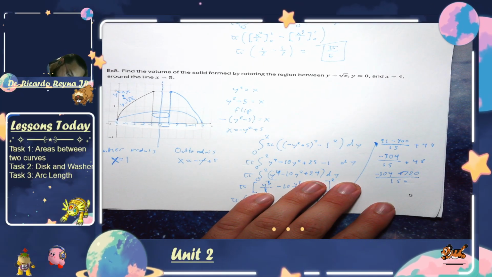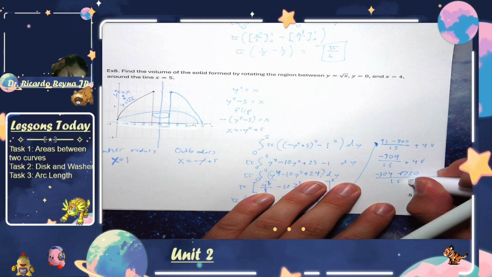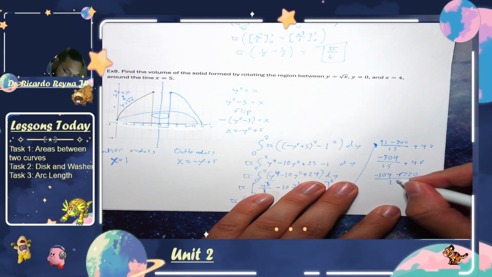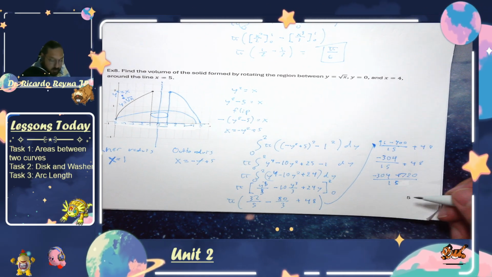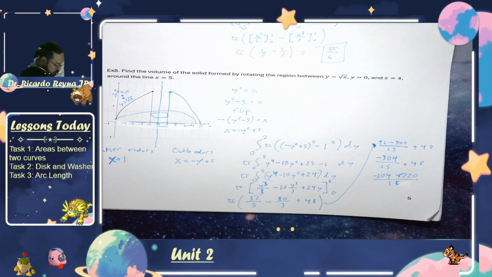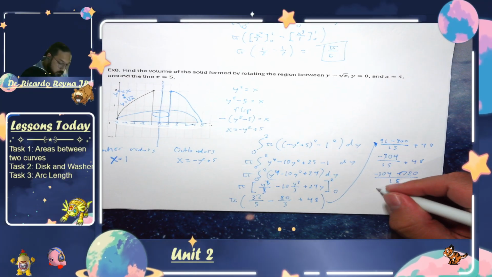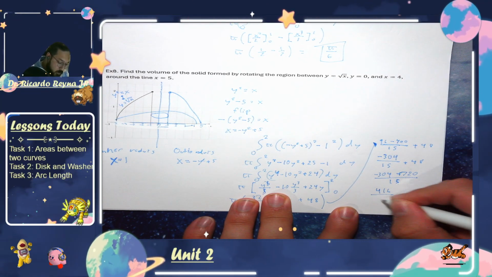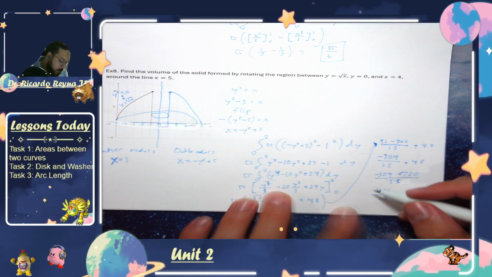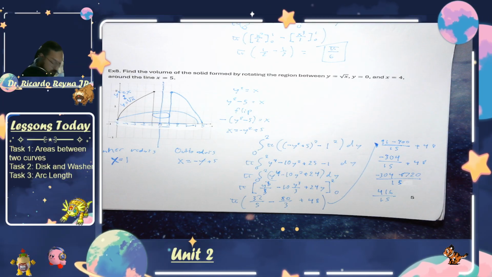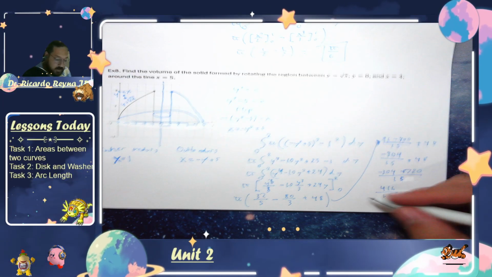Wait, am I doing this wrong? Okay. All right. I'm doing that. 720 minus 304, 416 over 15. I'm just going to double check. I don't think 416 is divisible by 3, and it's not divisible by 5 for sure. No, yeah, so that is the simplest form.